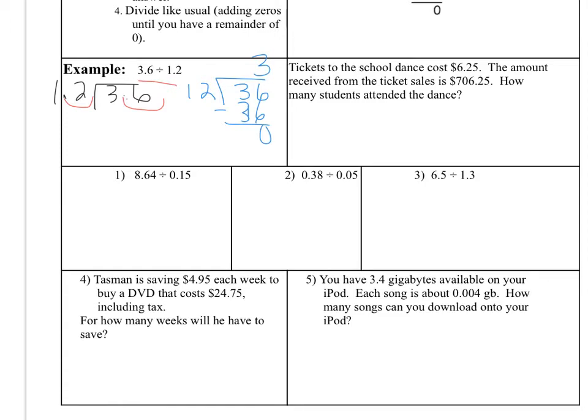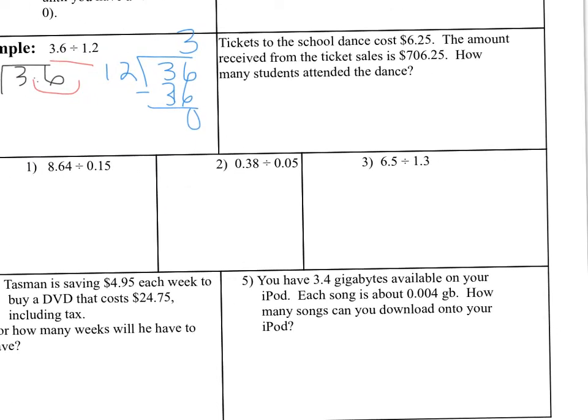Tickets to the school dance cost $6.25. The amount received from the ticket sales is $706.25. How many students attend the dance? So your total is $706.25. Okay? Each ticket is $6.25. So we're going to divide $706.25 by $6.25.